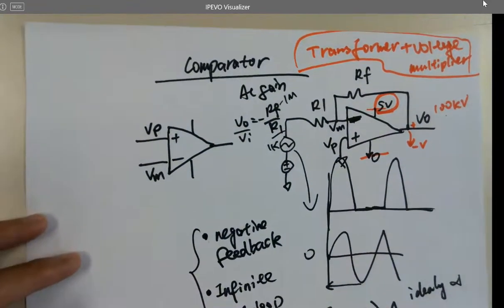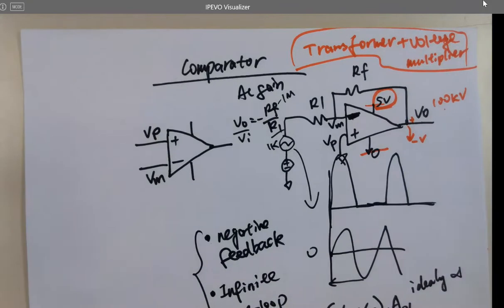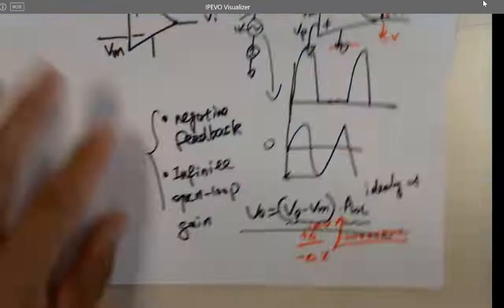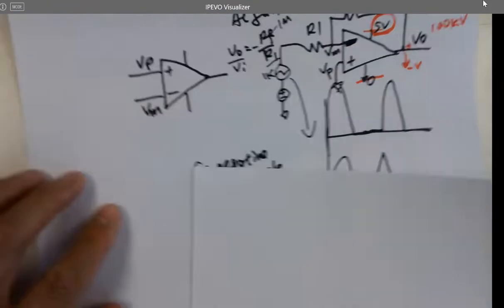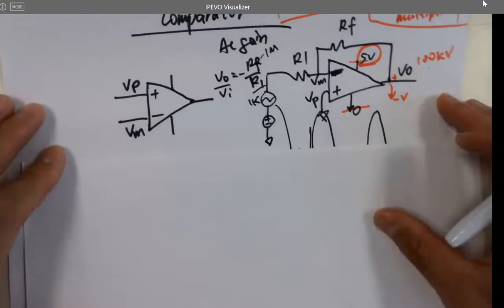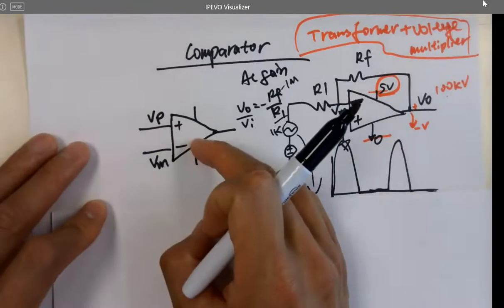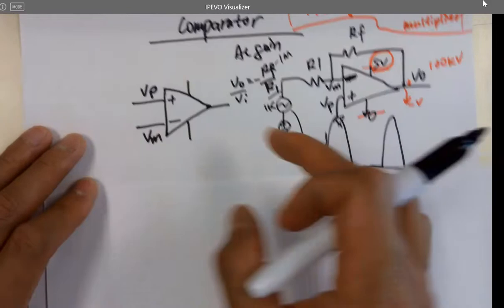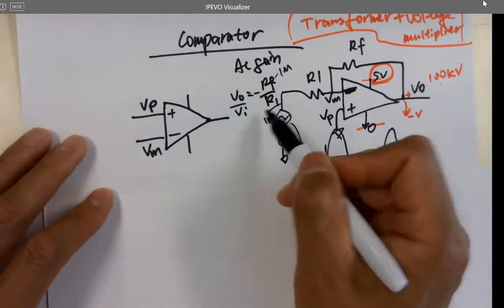Another question is why the AC gain is RF over R1. There's so many things to cover, and I think I should tell you that, otherwise you probably won't be able to learn this anywhere else. So if you do a comparator, I'm going to get to the signal of the comparator later, but now let's look at this one. Why is the AC gain this?